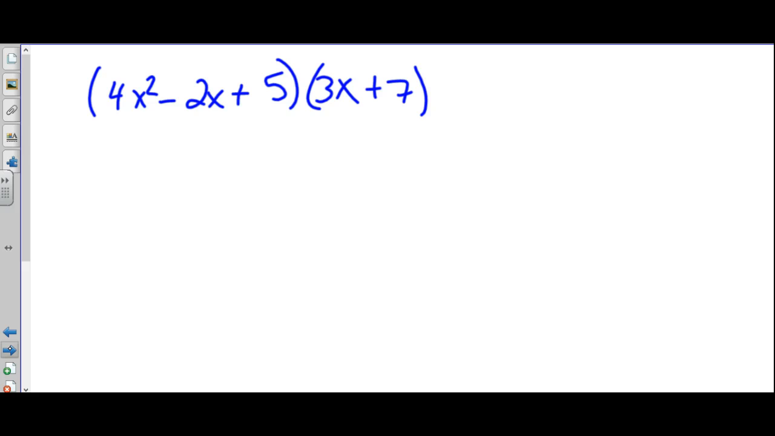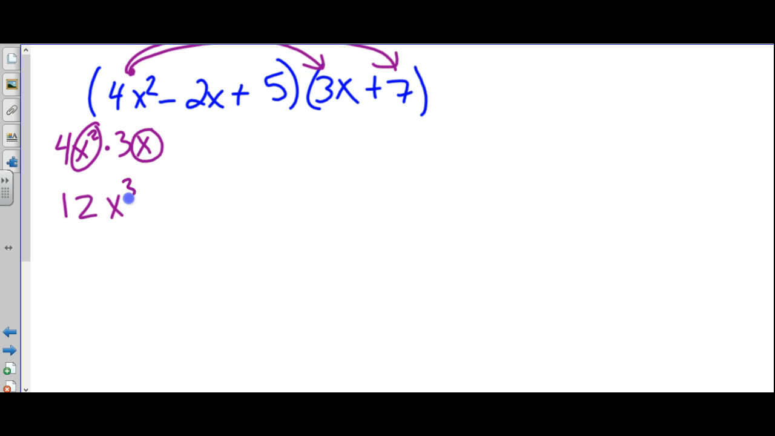So the last topic in this section is multiplying a trinomial times a binomial. Before we remembered FOIL, first, outer, inner, last, that won't quite work for this one, but we still can do this arrow method. I'm going to take the first term, 4x squared, and multiply it by everything in the other parenthesis. 4x squared times 3x. That would give us 12. We have two x's here and a third one, so x to the third.